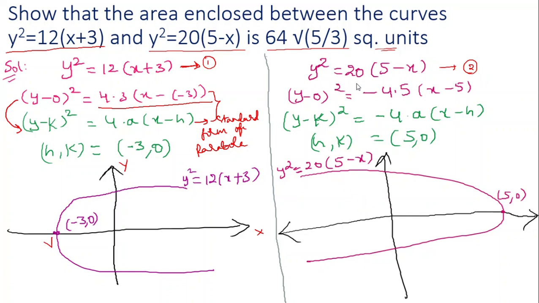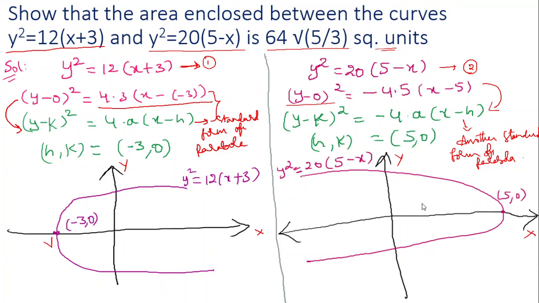The second equation is y square is equal to 20 of 5 minus x. Now this can be written as y minus 0 whole square is equal to minus 4 into 5 of x minus 5, isn't it? This equation is in the form y minus k whole square is equal to minus 4a of x minus h. And we know this is also another standard form of parabola, and the vertex h comma k of this parabola is 5 comma 0. Now if we represent this on the coordinate axis, it would look like this.